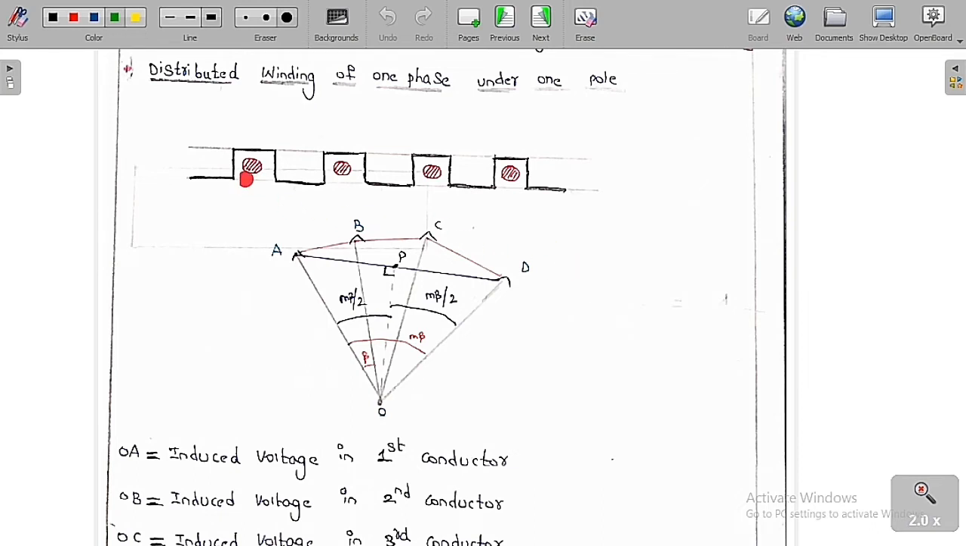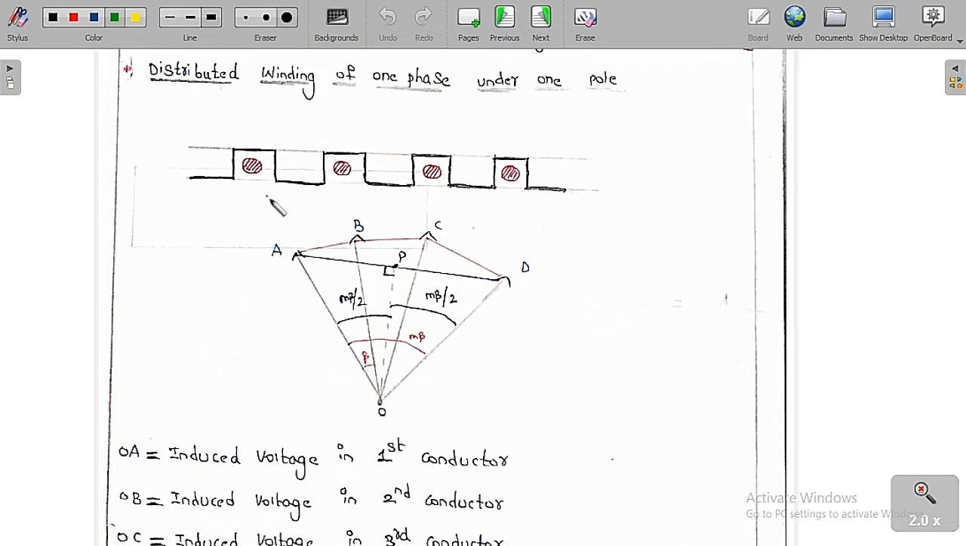I have kept all of this. This is basically one coil. In this one coil, I have kept these four coil sets in four different slots. So it is said to be a distributed winding. So under one pole, in one phase, we are going to use, for example, four slots. Then we are going to analyze how much EMF is induced in this distributed winding of one phase under one pole.